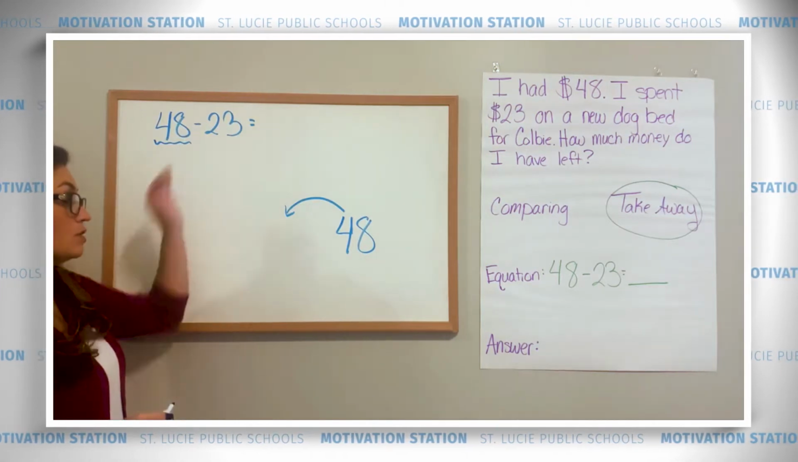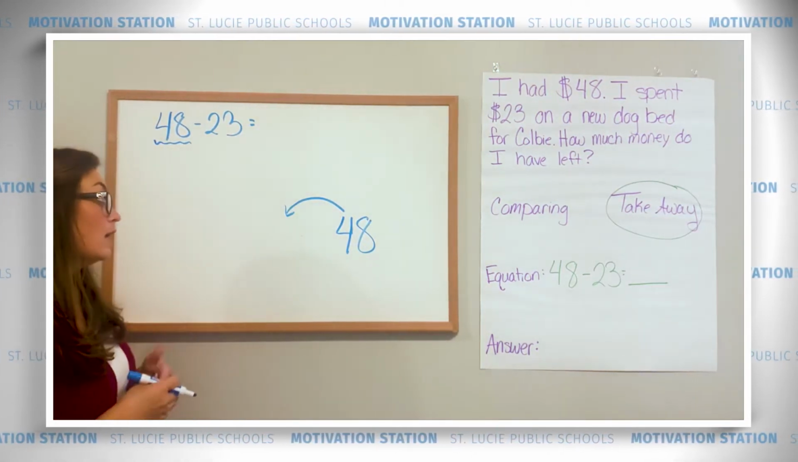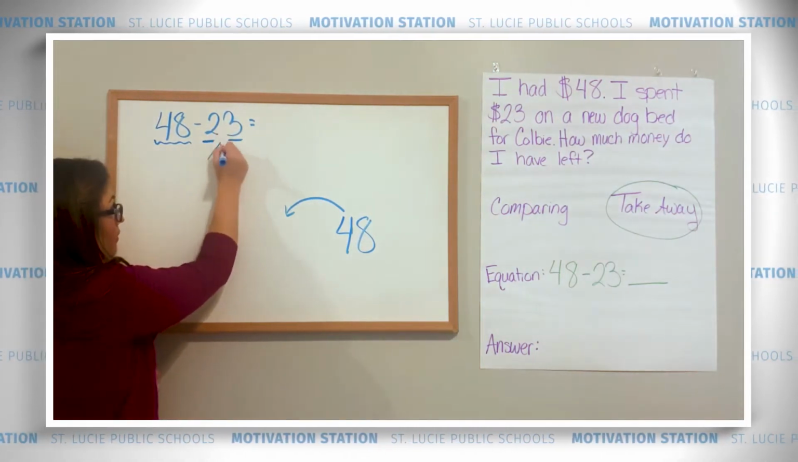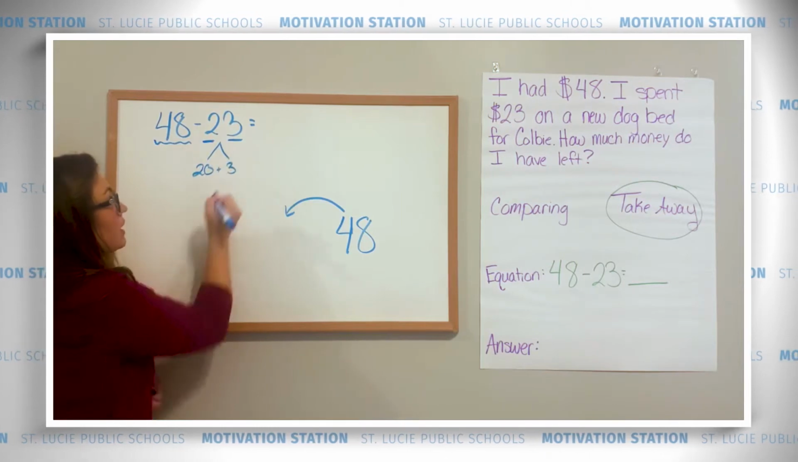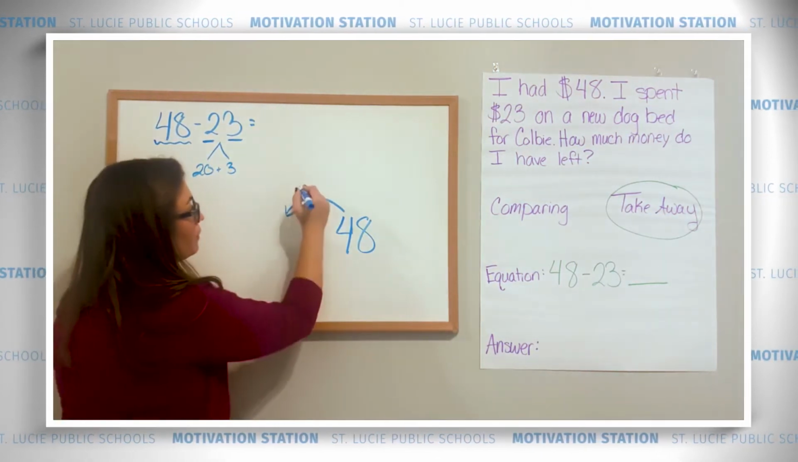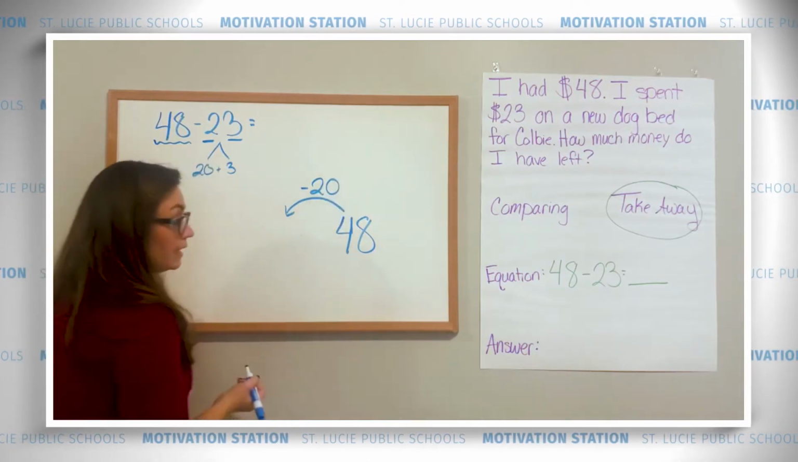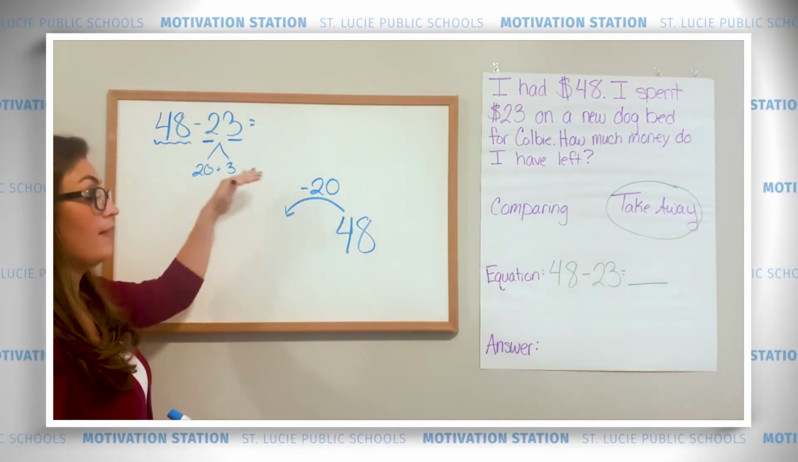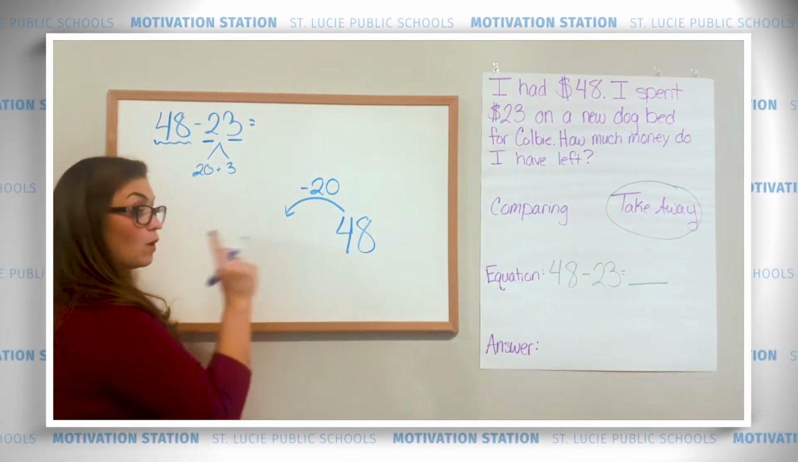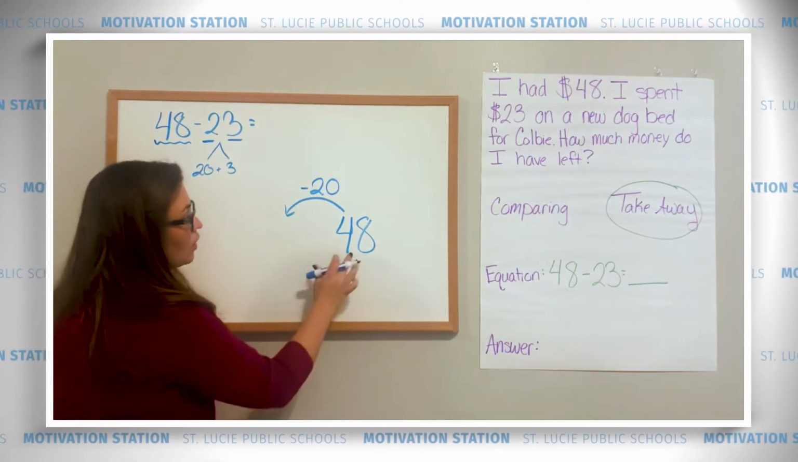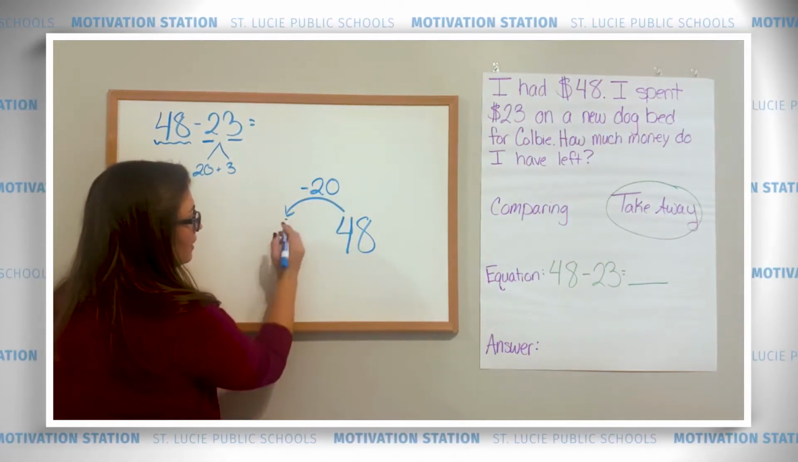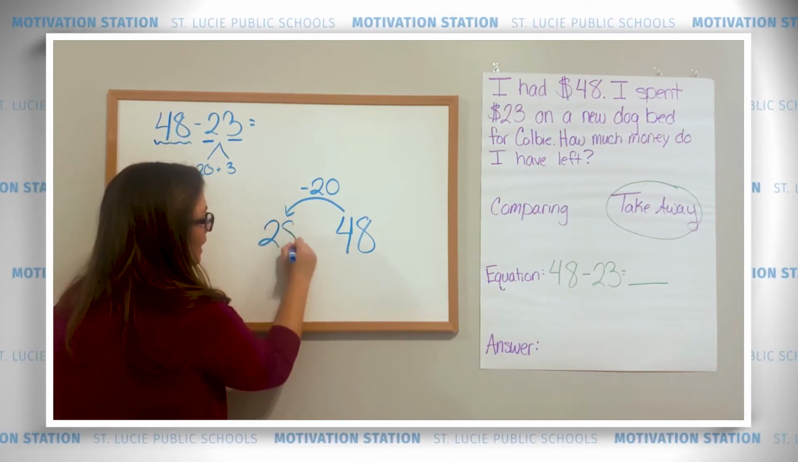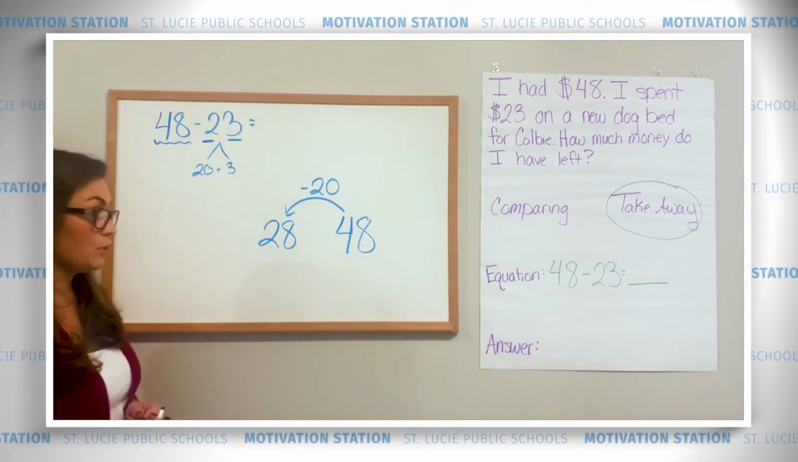Now, we need to take away a total of 23. We know that we can take away the 20 and the 3, because 20 plus 3 equals 23. So my first jump I'm going to do is minus 20. Remember, you can do minus groups of 10 as well. You could do a jump of minus 10 and another jump of minus 10. We can also do one big jump of minus 20. 48 minus 20 is 2 less than 4 would be 28.